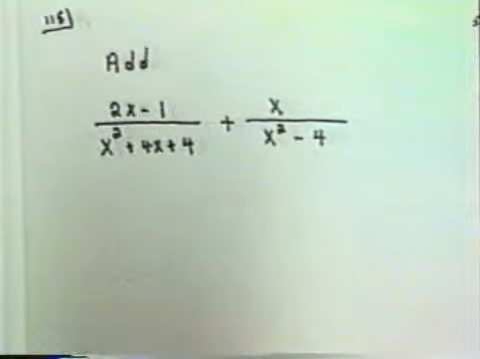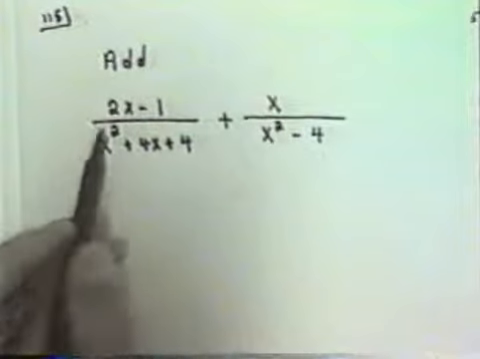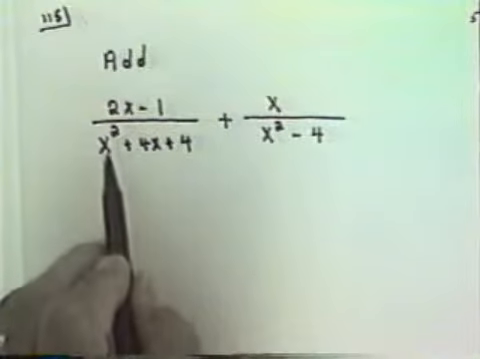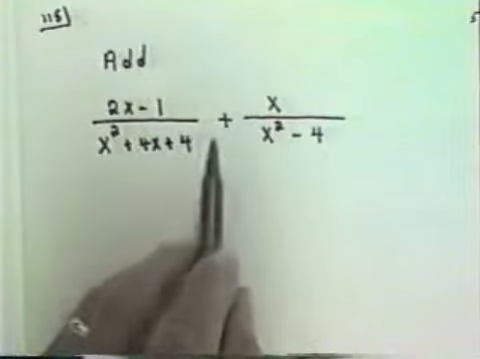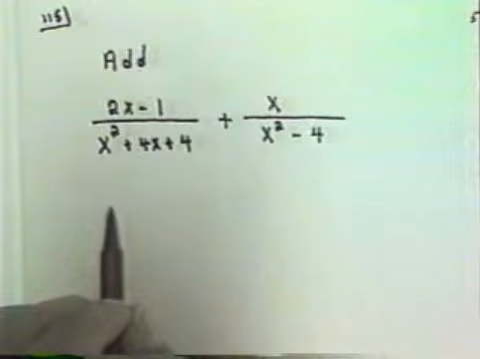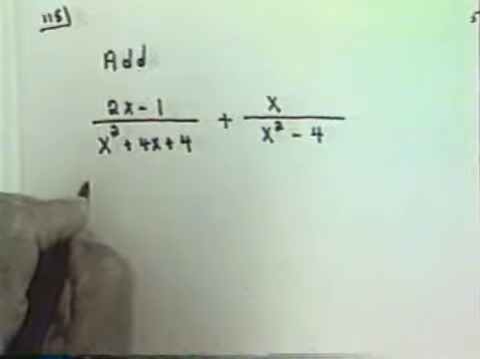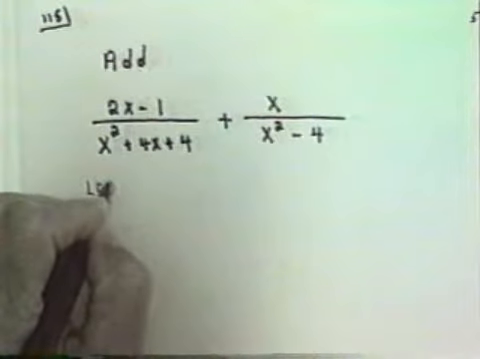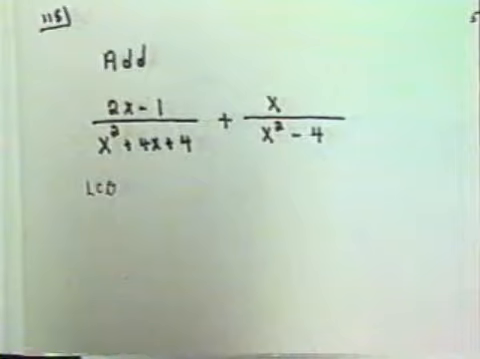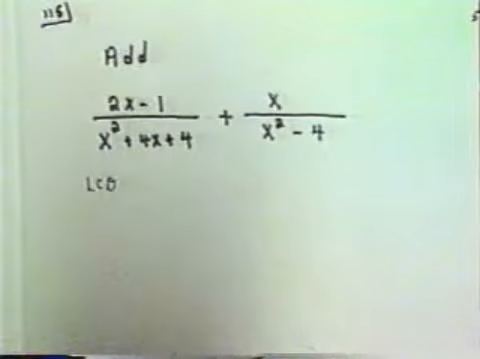The problems can get harder. Let's look at 2x minus 1 divided by x squared plus 4x plus 4, plus x divided by x squared minus 4. First step, we need to get the LCD. Well, to get the LCD, I need to do the factoring.